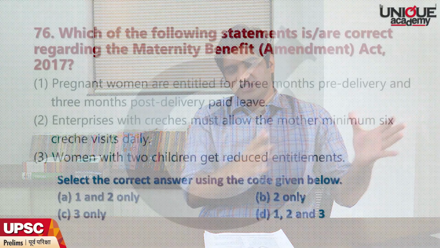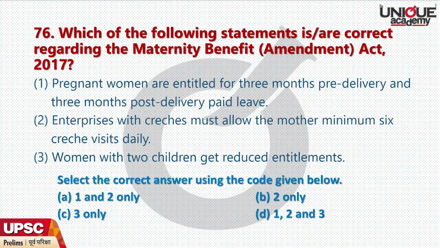See, if you go through the Maternity Benefit Amendment Act of 2017, it says that it has extended the leave period from 12 weeks to 26 weeks. But it also says that before the delivery date, you can take leave only of 6 to 8 weeks. So that is roughly 1 to 1.5 months, 2 months at most. Since the question says 3 months pre-delivery, that is not applicable. You are only getting 6 to 8 weeks. So the first statement is false.